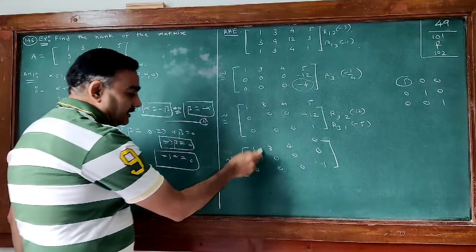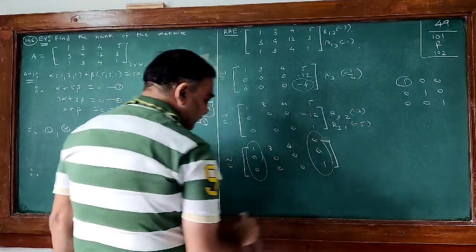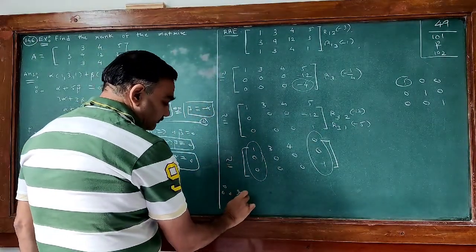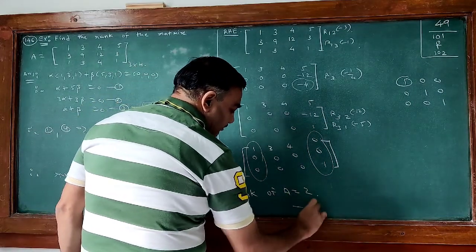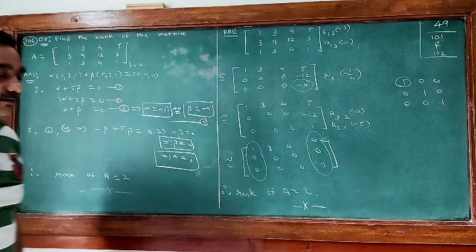So we have 2 terms there, and therefore rank of A is 2. This is by row reduced echelon form.